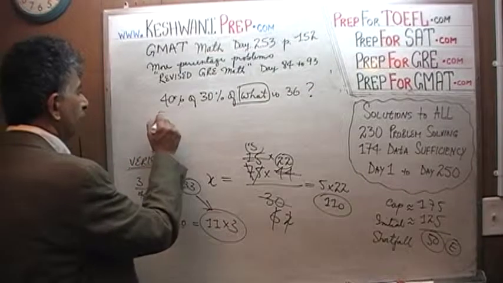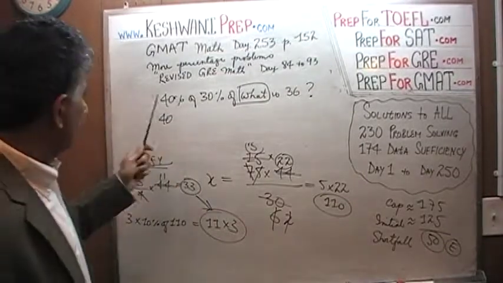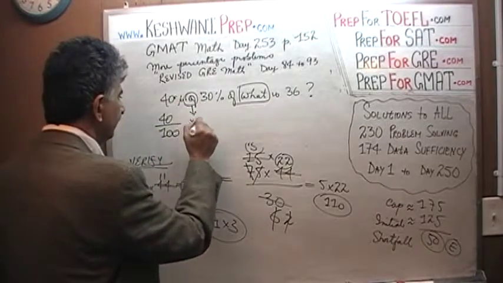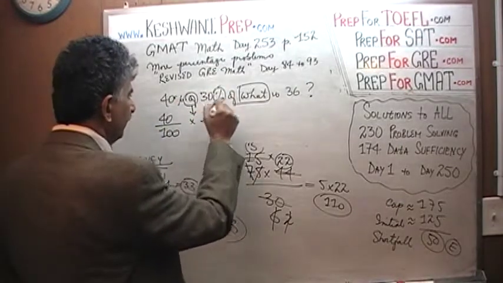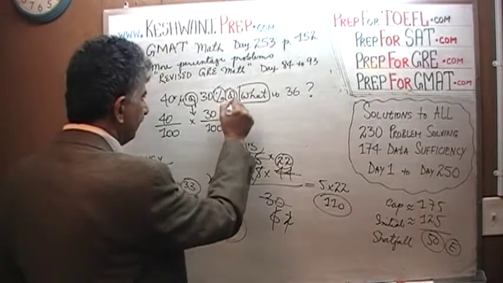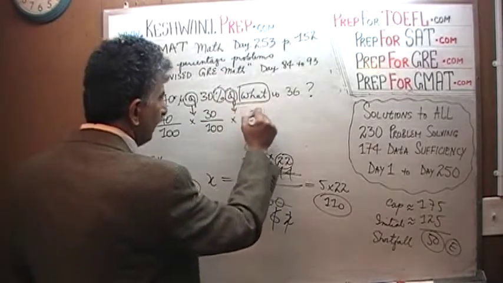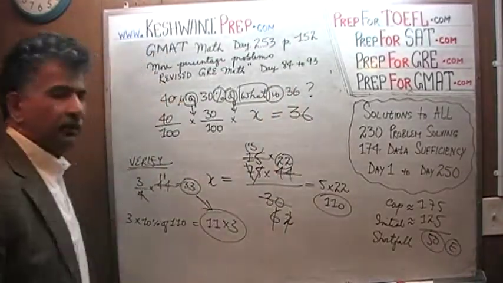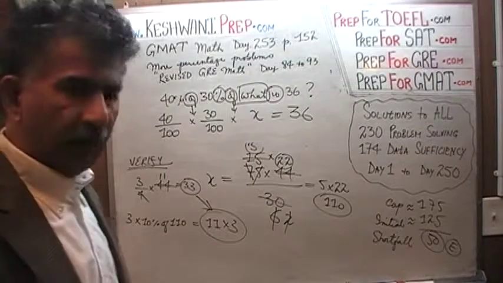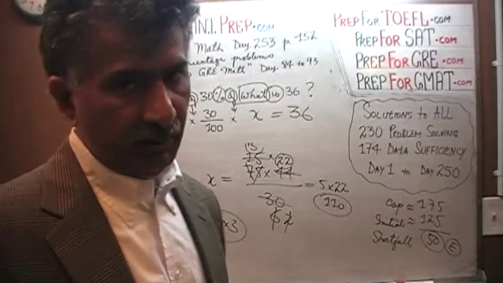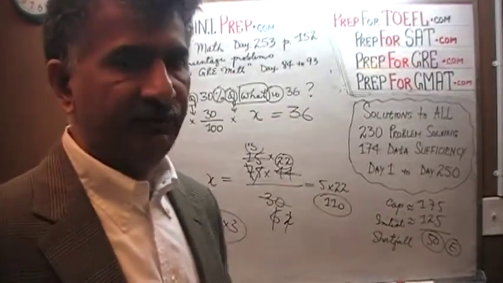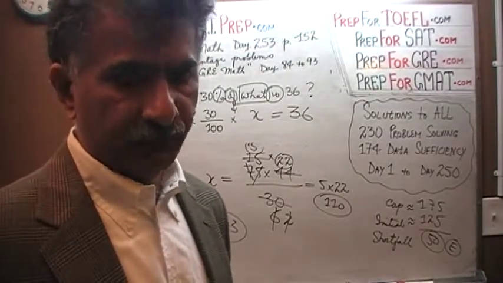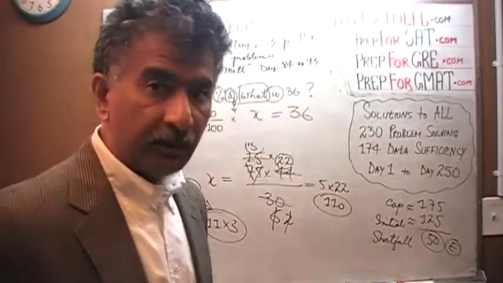So, 40% means over 100. Of means times. 30% means over 100. Of means times. What is our unknown? Is means equals 36. There you go. This equation is 100% correct, because we took our time. We translated one word at a time. That's the key. Translate one word at a time. Don't try to write down the entire equation in one shot. Do you understand? That's how we make careless mistakes.